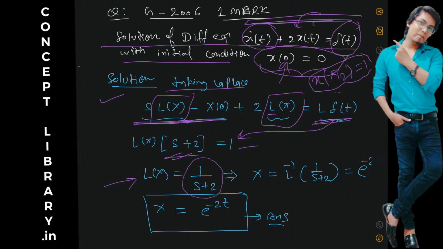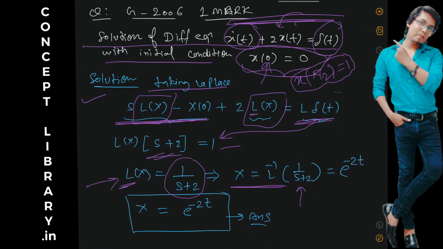and then you send this L that side, so it became L inverse, means now it is asking us to find out inverse of Laplace. So this 1 by s plus 2 will convert into e power minus 2t. So x is equal to e power minus 2t is our answer.